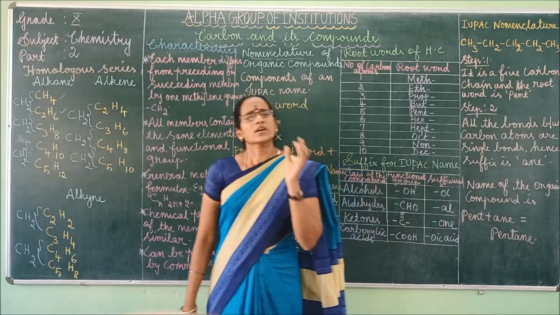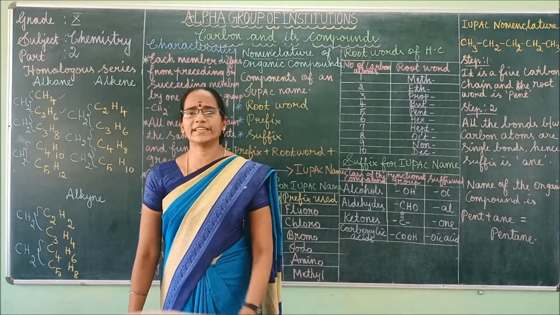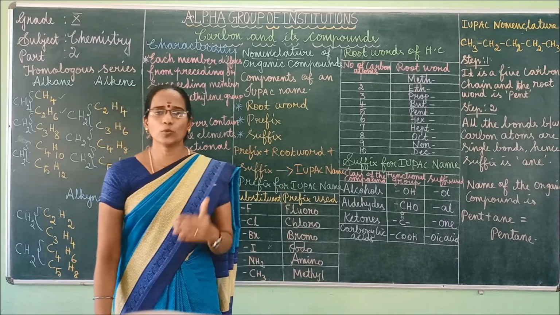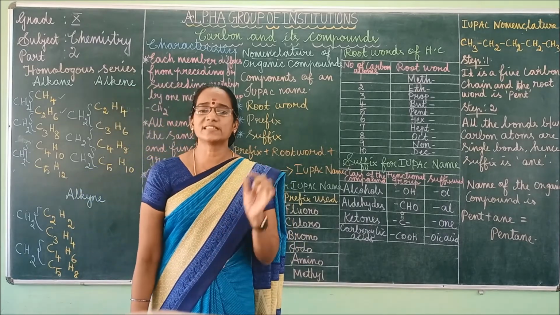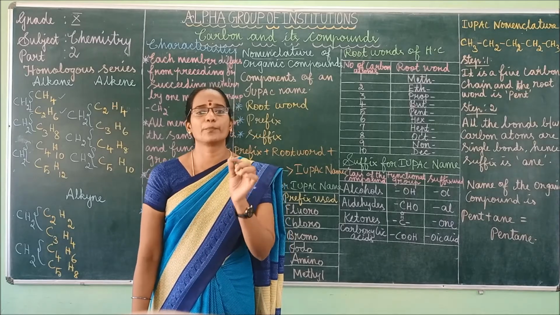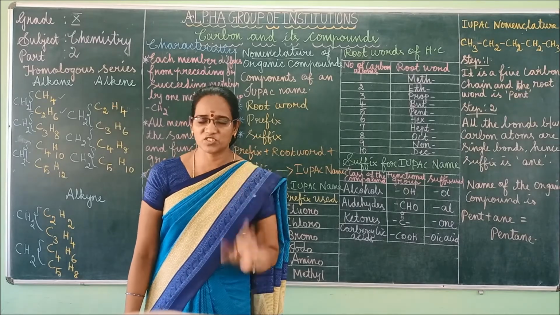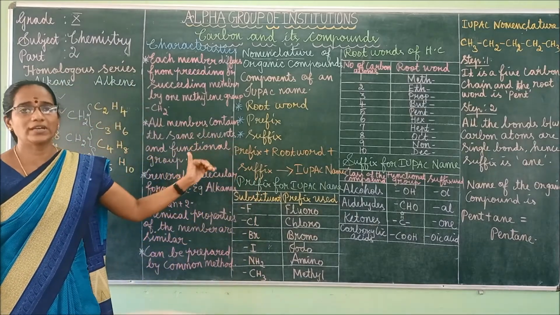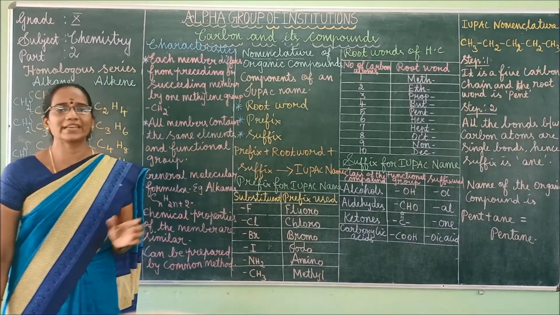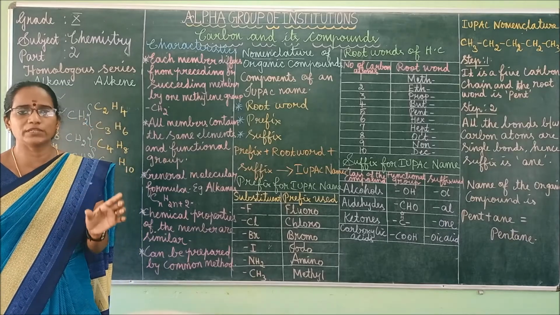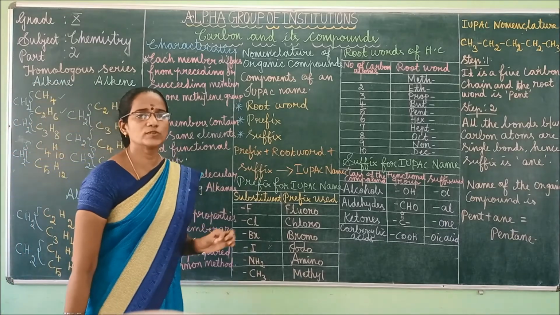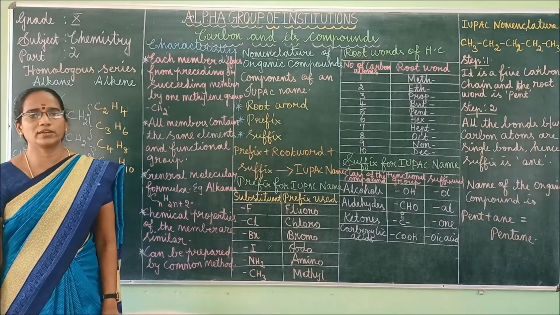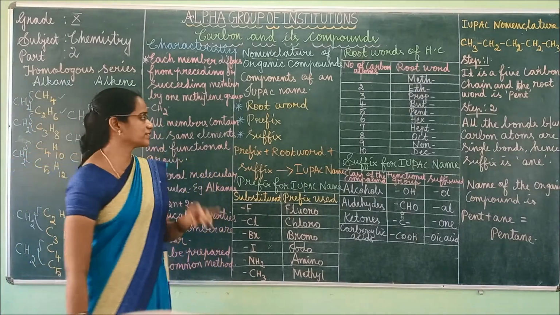A set of rules was formulated for naming organic compounds by IUPAC. IUPAC stands for International Union of Pure and Applied Chemistry. So in this lesson we are going to learn about the nomenclature of organic compounds, and how to name them using IUPAC.